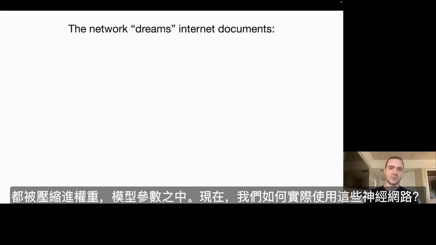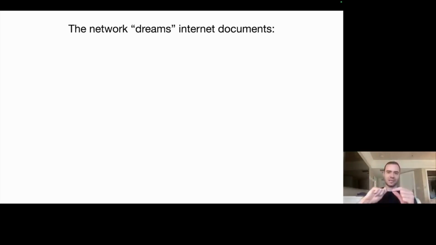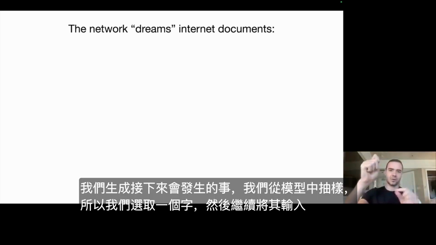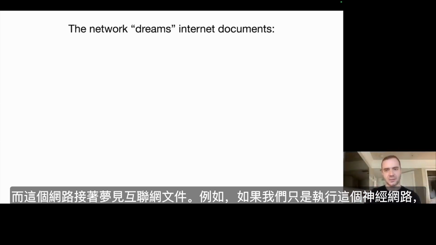Now, how do we actually use these neural networks? Well, once we've trained them, I showed you that the model inference is a very simple process. We basically generate what comes next. We sample from the model, so we pick a word, and then we continue feeding it back in and get the next word and continue feeding that back in. So we can iterate this process, and this network then dreams internet documents.